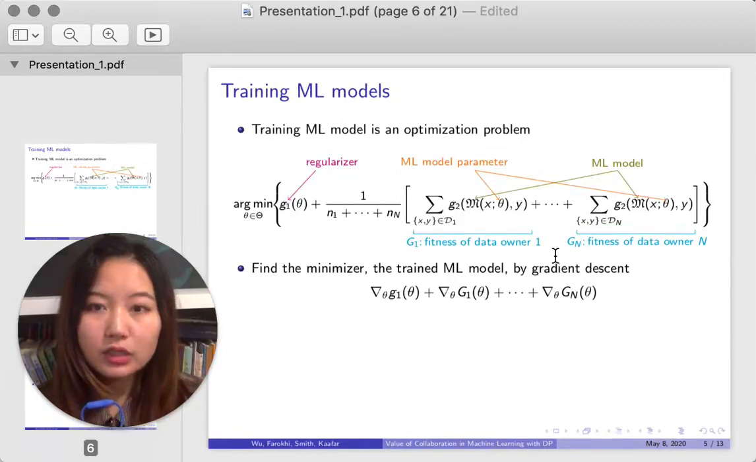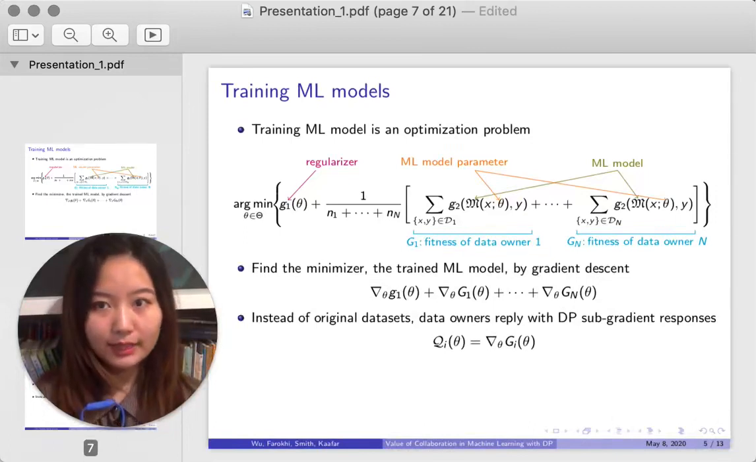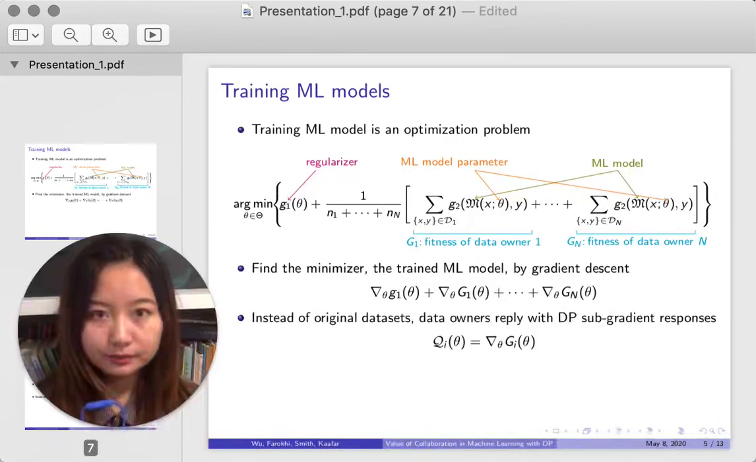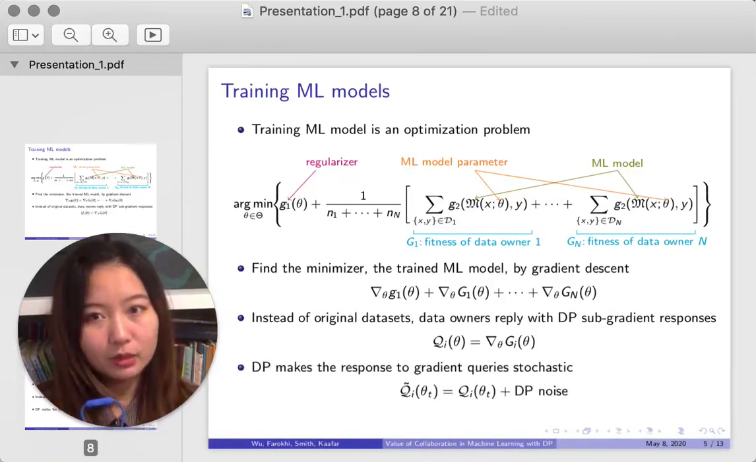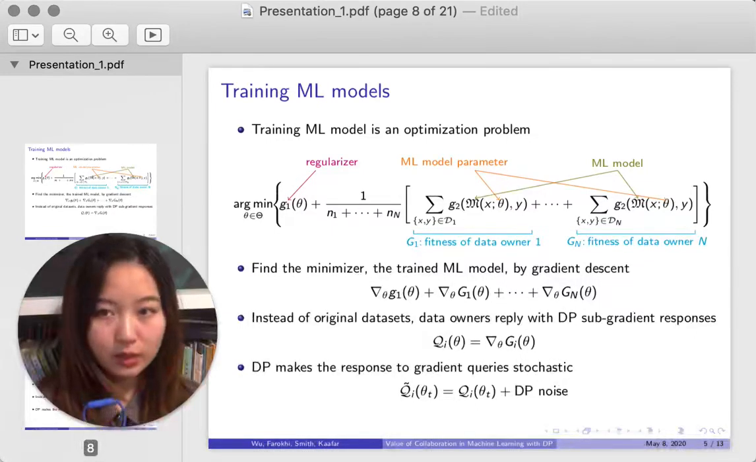However, data owners may not be able to share their private data. So in this case, the learning agent submits gradient queries to data owners. Instead of the whole datasets, the data owners send the DP gradient response to the learner. And the DP noise makes the response to gradient queries stochastic. Also, because the gradient is calculated locally by each data owner at the same time, this helps to reduce the learning operation time for the learner.